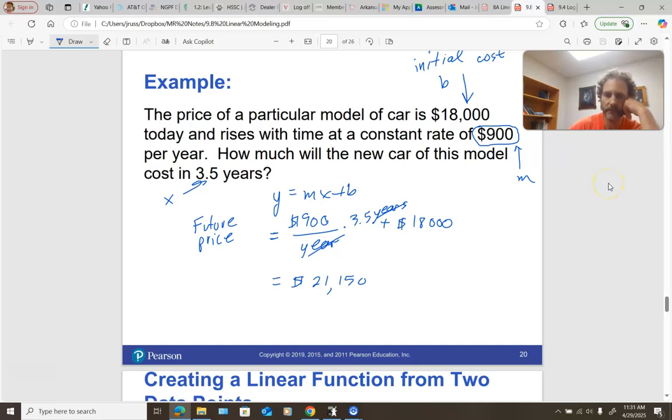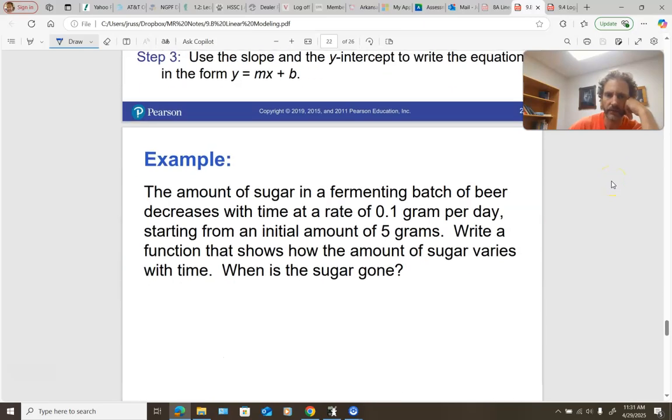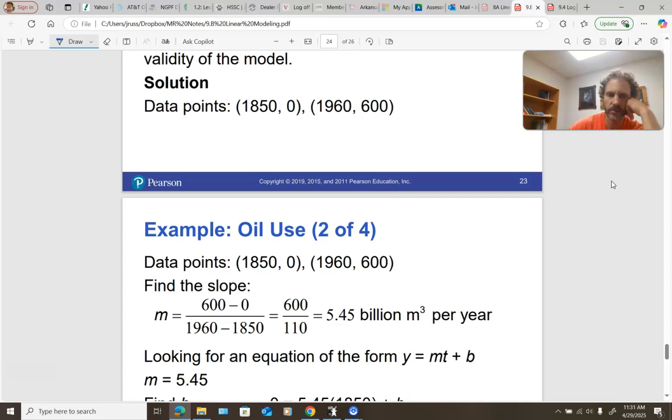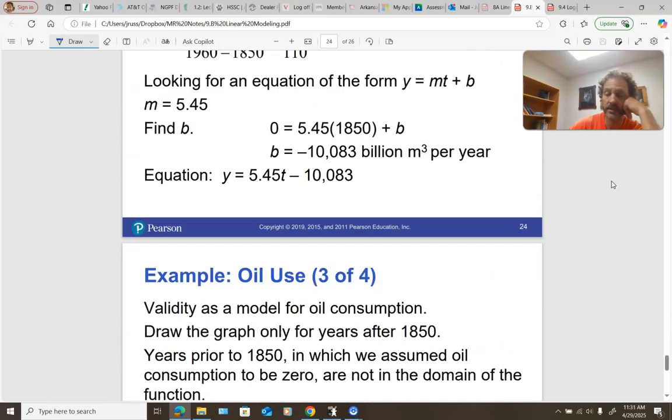Okay, but anyway. Alright, let's do one more example here. There is one last example, but I'll let you read through it. I'm not going to go over it. It's a good one, though.